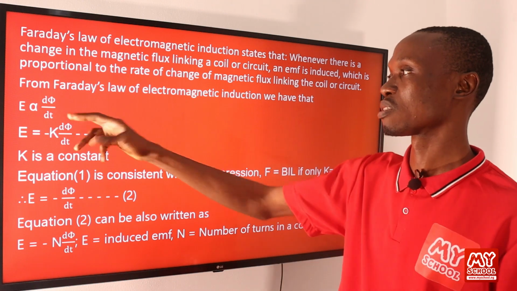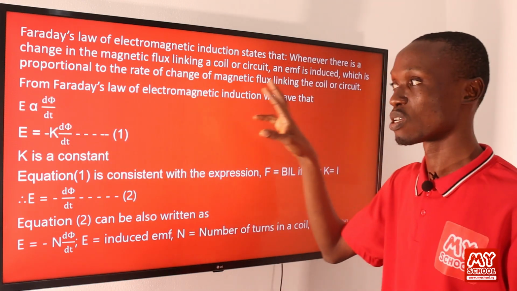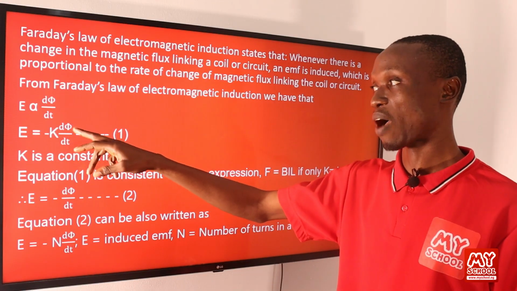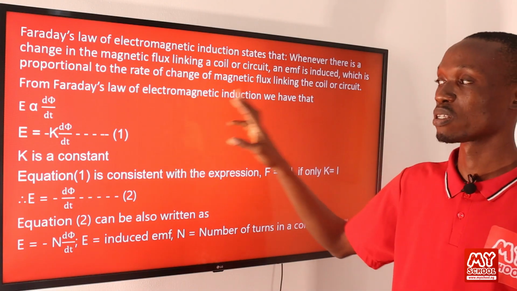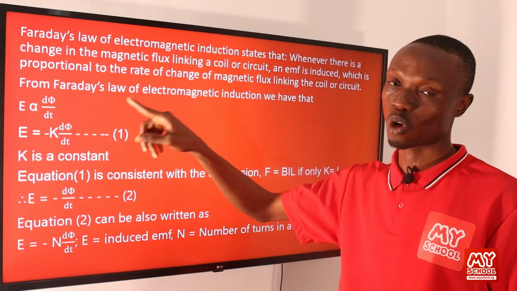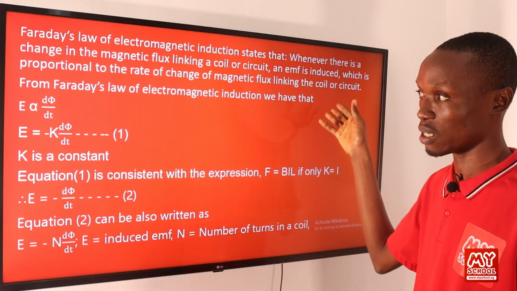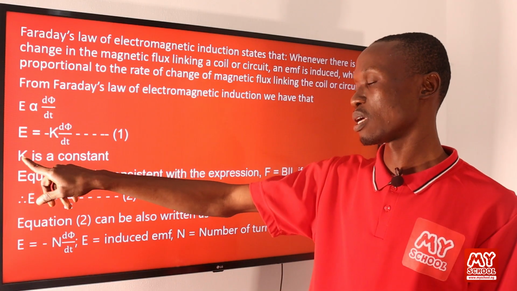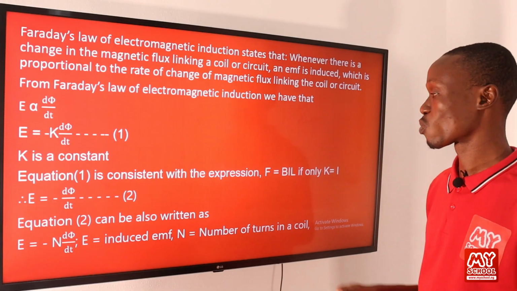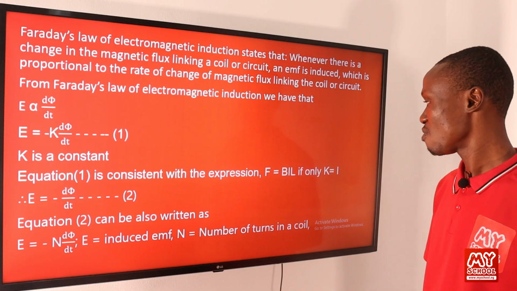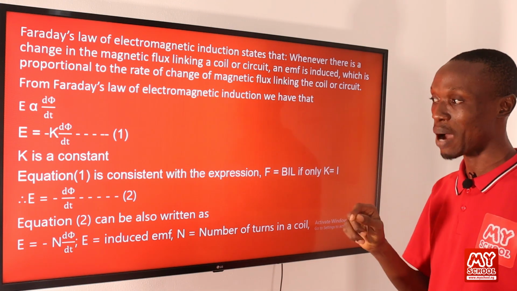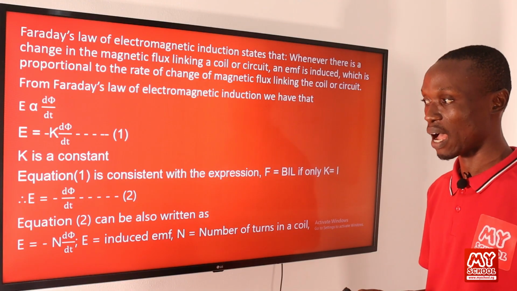Of course, this is just a relationship, so we have to introduce a constant. So E is equal to minus K, then d phi over dt, and we'll call this equation 1. K is a constant. The minus is actually from Lenz's law, and when we get there, we'll talk about it. Now equation 1 is consistent with the expression F equals BIL if only K is equal to 1. Therefore, E is equal to minus d phi over dt.